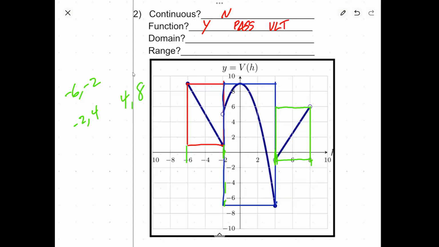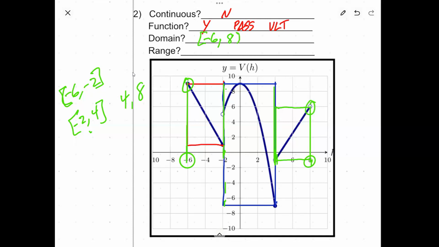Now, here's the thing. These boxes are touching each other. So instead of splitting them up and going, oh, these, right? I can say, well, we can actually start here. And even though it's not continuous, these boxes are touching each other. So the domain really starts at -6 and it goes all the way over to 8. This is a closed circle, so this is going to get a bracket. This one is an open circle, so it's going to get parentheses.